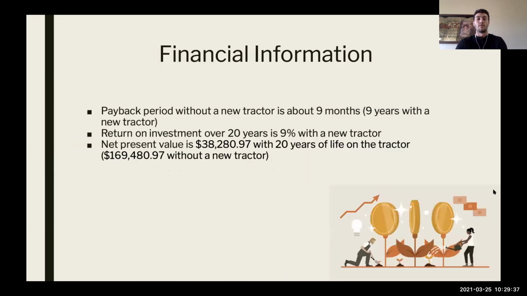Finally, we have our financial information. A big key part of this problem is the investment of a tractor. It'll make the costs a lot higher. If we are able to use a tractor from another piece of property or buy a used one potentially, it'll bring the costs way down.